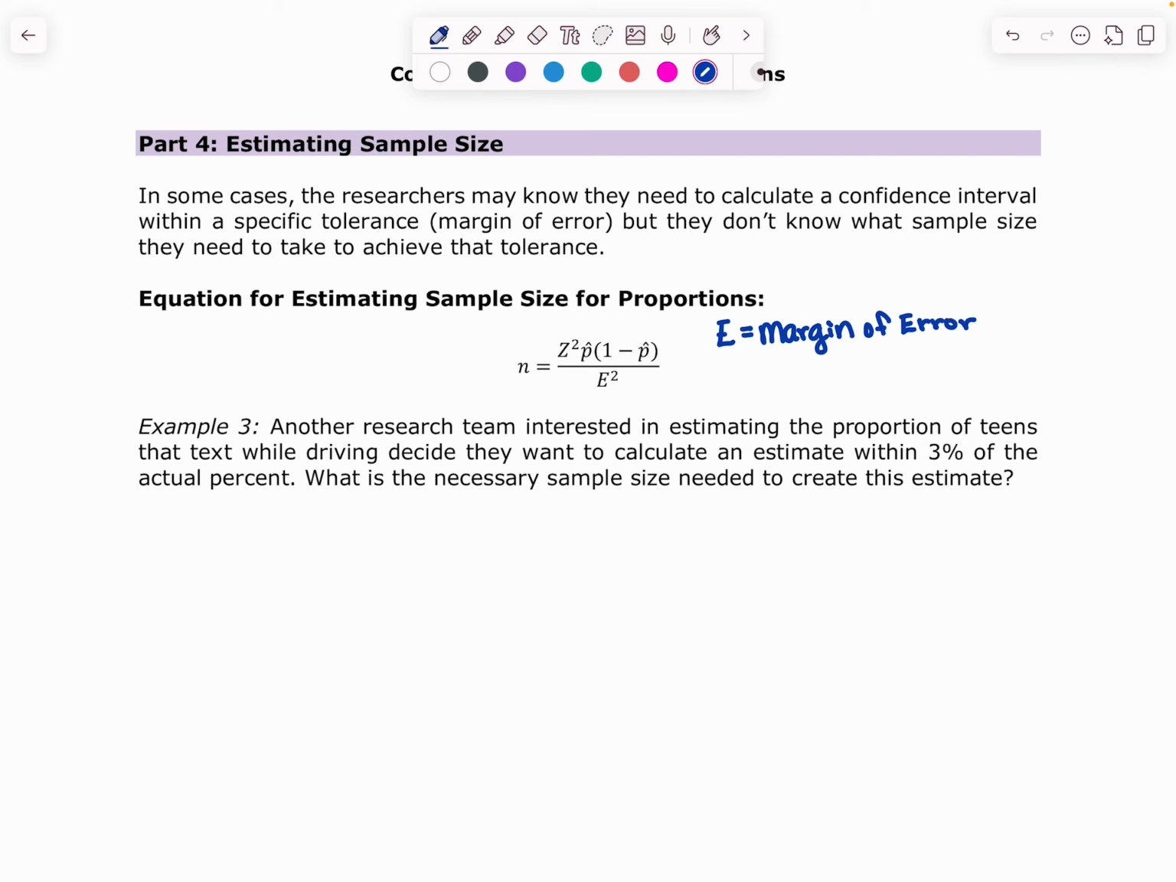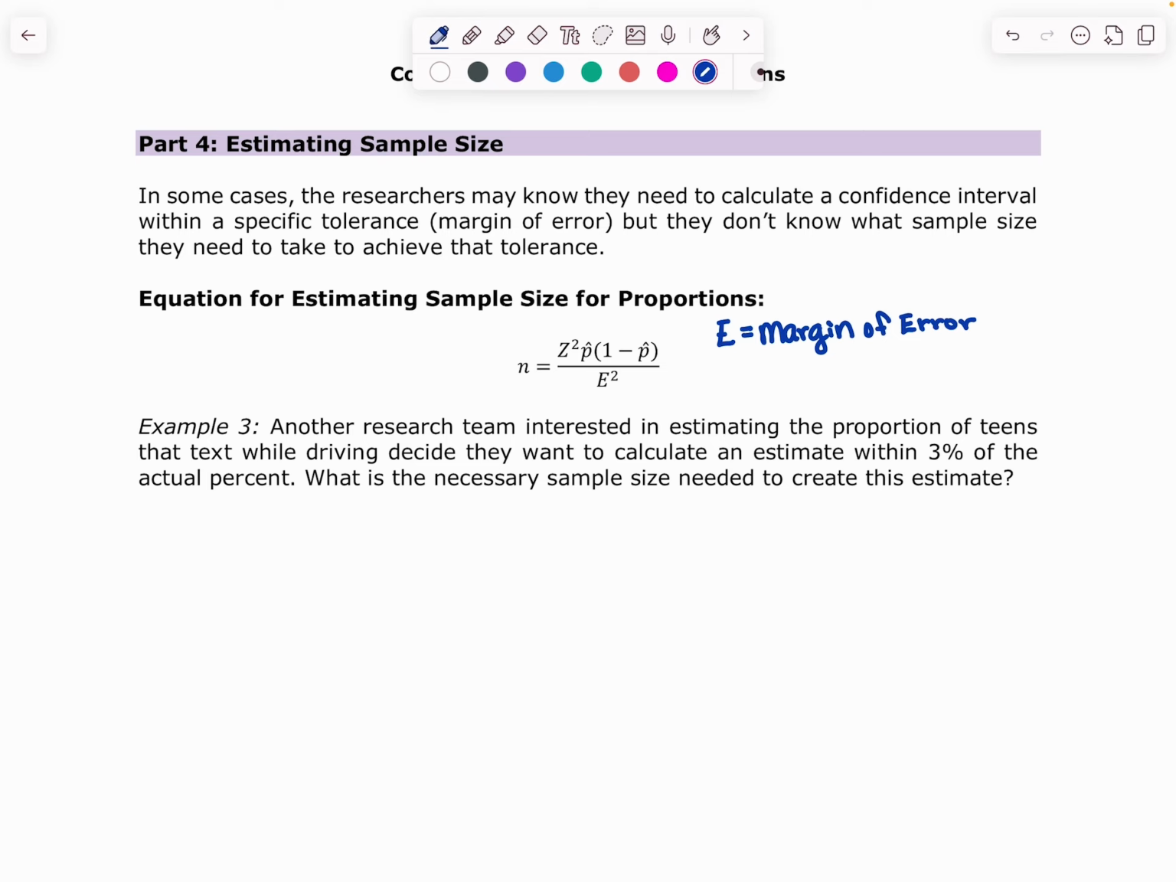So let's look at an example. Another research team is interested in estimating the proportion of teens that text while driving. They decide they want to calculate an estimate that's within 3% of the actual proportion or actual percentage. What is the necessary sample size needed to create this estimate?